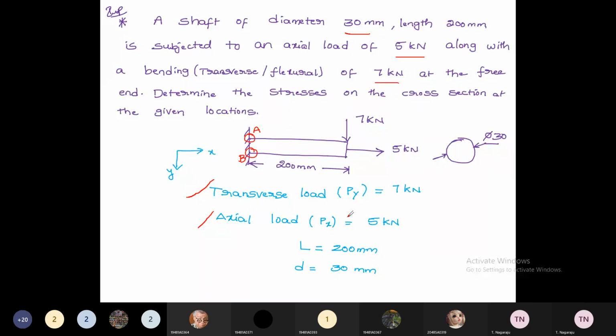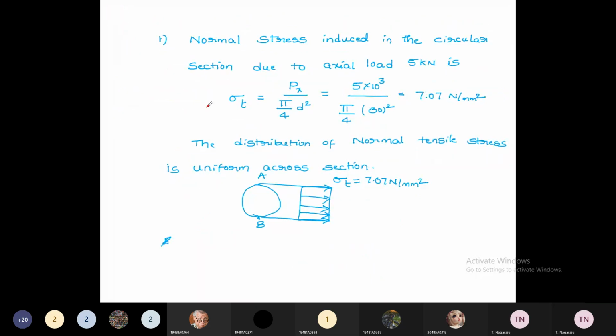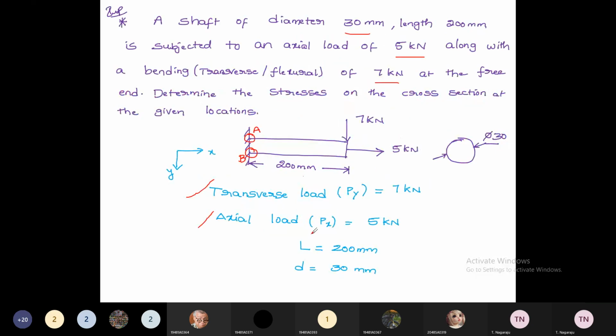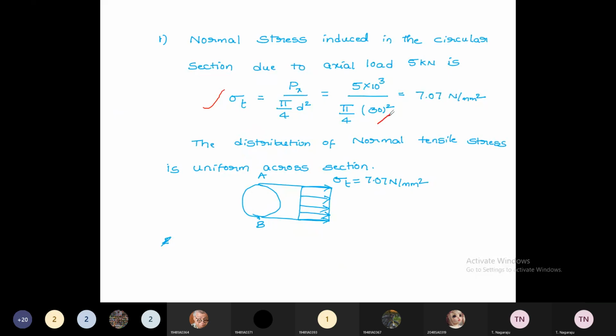Then you know that direct stresses, or axial stresses, can be calculated. Normal stress induced in a cross-sectional area is equal to the normal load divided by the cross-sectional area. The normal load is acting along the x direction. That's why it is Px here. Px divided by the cross-section, which is pi by 4 times 30 squared, since 30 is the diameter.